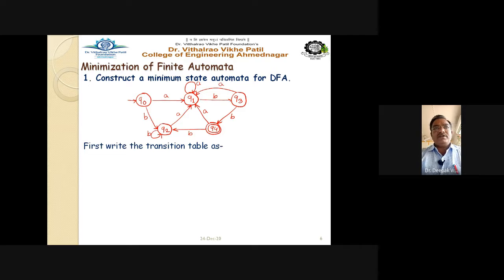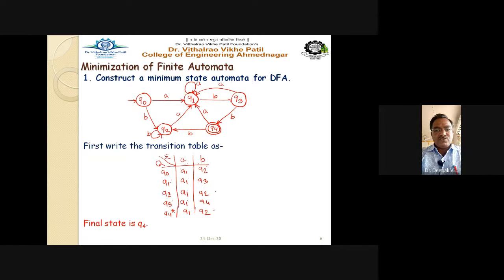The method is, first we have to write down the transition table. From this transition diagram it is written like this. Q0 on A goes to Q1, Q0 on B goes to Q2, Q1 on A goes to Q1, Q1 on B goes to Q3, Q2 on A goes to Q1, Q2 on B goes to Q2, Q3 on A goes to Q1, Q3 on B goes to Q4, and Q4, which is the final state, on A input goes to Q1, and Q4 on B input goes to Q2 itself. So the final state is Q4. Remember this point: the very first step is to write the transition table from the given diagram.